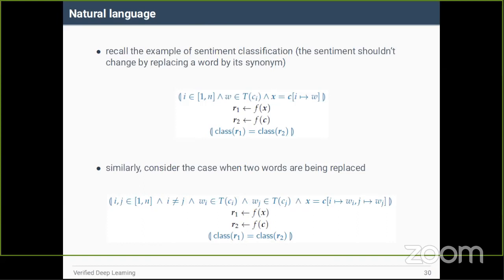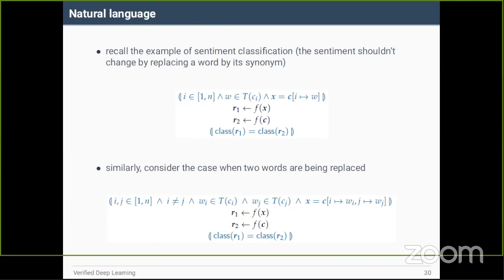You can specify this property for two words also. One can consider the case when two words are being replaced. How do you specify that? So you pick two indices now, i and j, both belonging to 1 to n, where i is not equal to j. So you're replacing two distinct words. You find out the words they must be replaced by. So wi is what the thesaurus returns for ci, and wj is the one that the thesaurus returns for cj. Then you take the sentence x, you replace the ith word by wi and the jth word by wj, and here is your sentence. So this is your precondition.